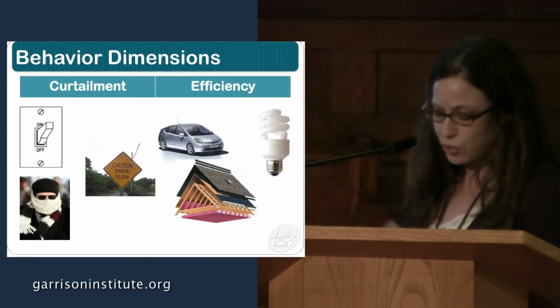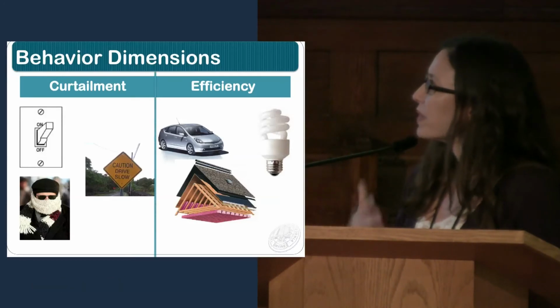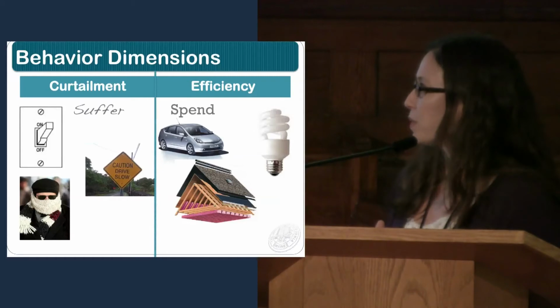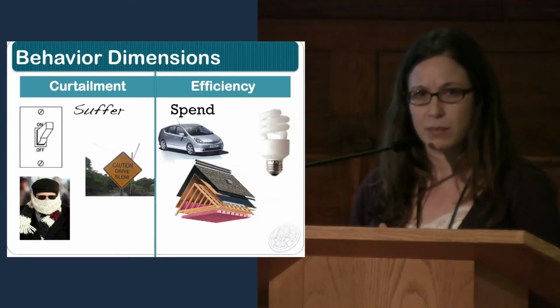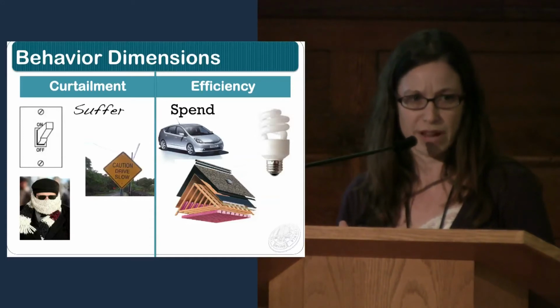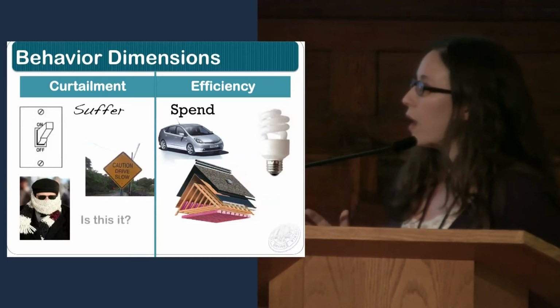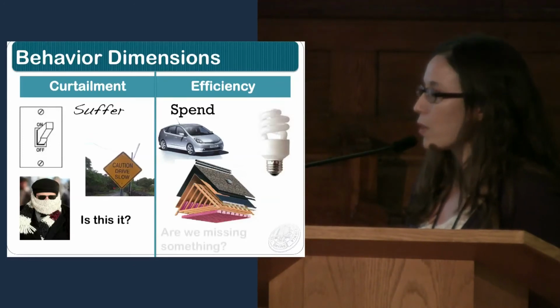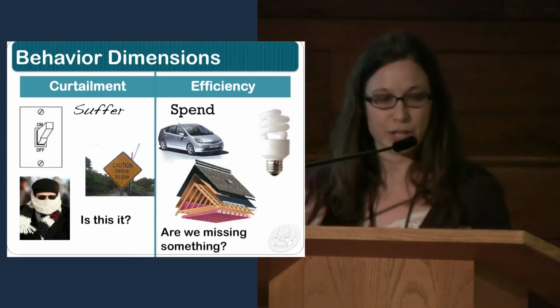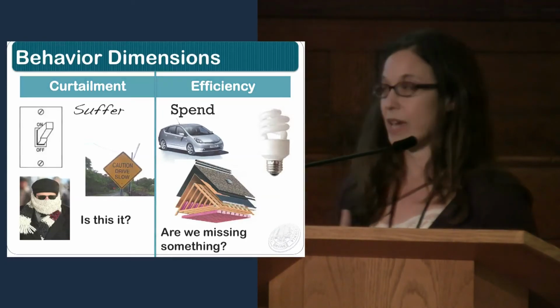So we see these two were empirically validated based on self-report data, but they appear to draw a line between suffering on one hand, because turning off your lights when you leave a room, let's be honest, is awful, right? And spending on the other. And we wondered, is this it? Are we missing something? Is this really a true dichotomy? Is this the best way we should be framing and segmenting these behaviors?